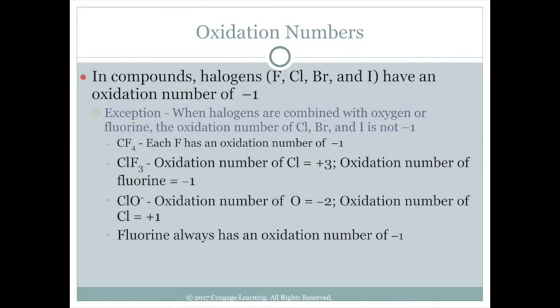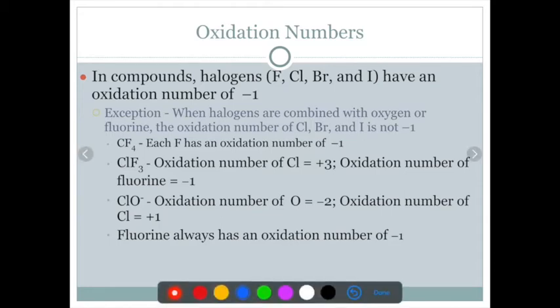So it says when halogens are combined with oxygen or fluorine, the oxidation number of chlorine, bromine, and iodine is not -1. So in this first one, we have CF4. So fluorine has an oxidation number of -1. So it should always have a -1. And then in ClF3, fluorine is going to have a -1, which means chlorine is actually going to have a +3. I'm going to go through these and you'll see how to figure that out. But you should always know one of the elements' oxidation numbers so you can figure out the other one.